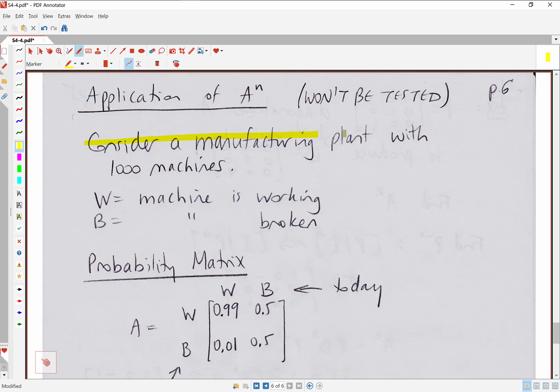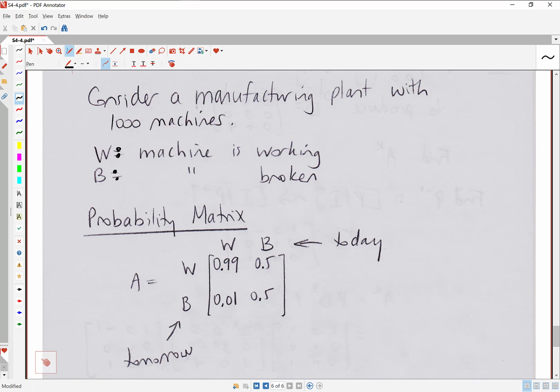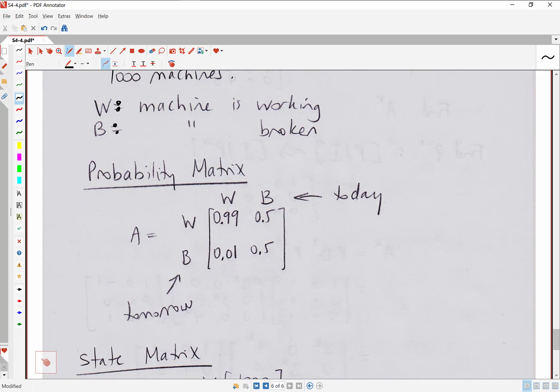Consider a manufacturing plant with 1,000 machines. So we're going to have two categories here for the machines. W will be the category that a machine is working, and B will be the category that a machine is broken. Collecting a bit of historical data over time, we could come up with a probability matrix.